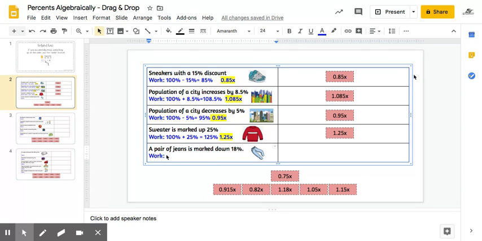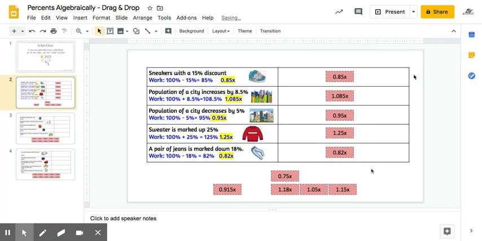Okay, last but not least, it says a pair of jeans is marked down 18%. Well, keywords there, marked down. So I am decreasing. I'm taking 100% and I'm subtracting 18%. 100 minus 18 is 82%. So now I have to determine, what is 82% of the price of the jeans? I don't know the cost of the jeans, so I'm going to use the variable x. Before I multiply the 82% and the x together, I have to convert that 82% into a decimal, which is 0.82 times that variable x. So that is my answer there. Locate it at the bottom and drag and drop it into the column.